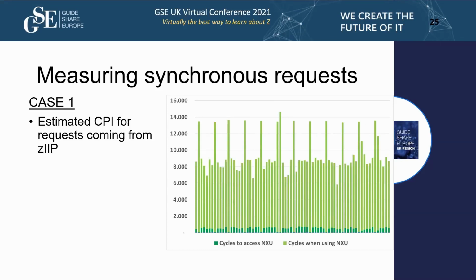The situation for the requests coming from zIIP is very similar, even if not identical, but you remember the zIIP workload is much higher than the CPU workload. But you can see here, however, that the cycles to access the next accelerator unit are again very low, and the cycles using the next accelerator unit are much higher. So you can see the level here is at around 9,000. This is the normal level, with the spikes which reach 14,000 and more; normally they are around 13,000 or something in the middle.